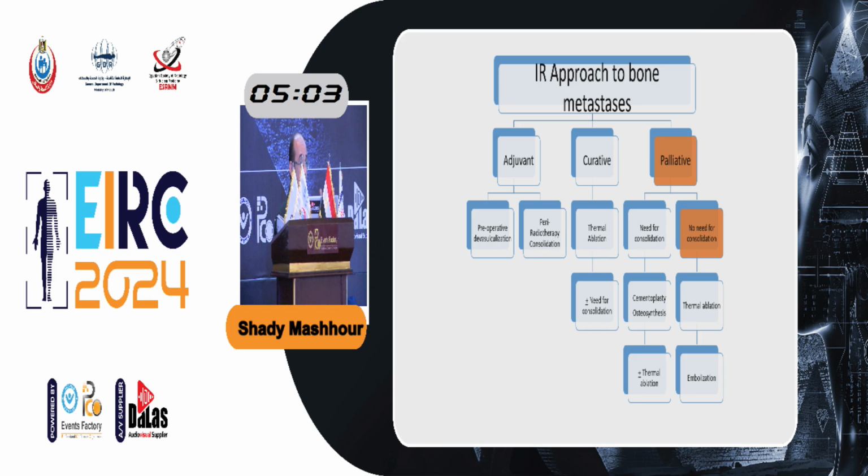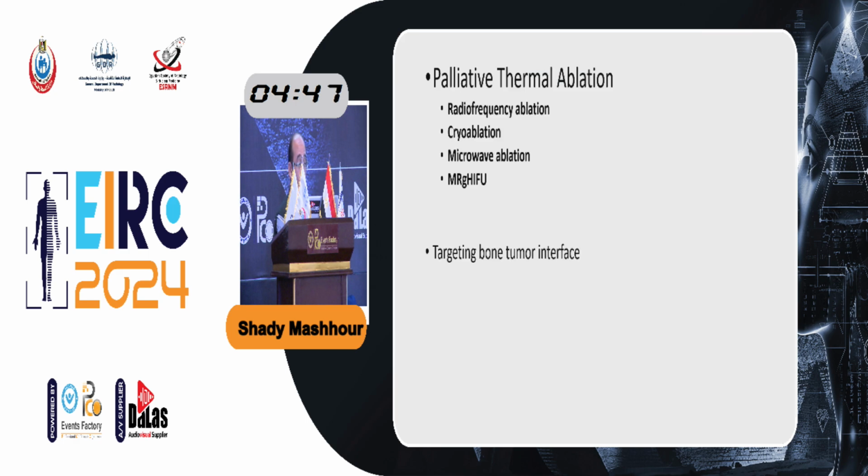Our last palliative approach is when we do not need consolidation. And there are two arms for this one: whether the tumor is progressing and will compress major neural structures or infiltrate other structures, or there's pain. And the pain usually is at the site of the tumor-bone contact, not centrally within the tumor, but rather at the bone-tumor contact. Again, the available palliative thermal ablations are radiofrequency, cryo, microwave ablation, and MR-guided HIFU.